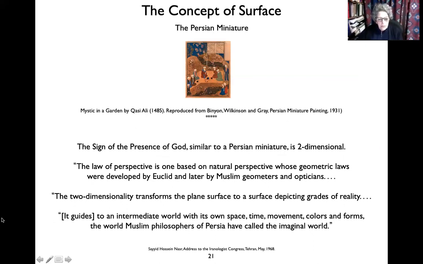But the reason why the miniature did was that the law of perspective is based on natural perspective when it's 2-dimensional, whose geometric laws were developed by Euclid and later by Muslim geometers and opticians. The 2-dimensionality transforms the plane surface to a surface depicting grades of reality. So you can see here's the garden and they're sitting, but then behind them is the mountain and the stars.